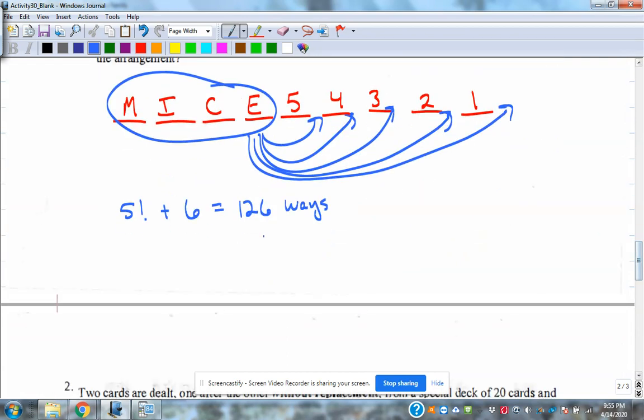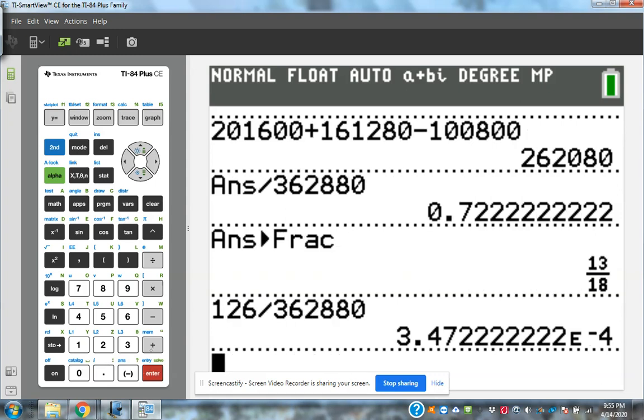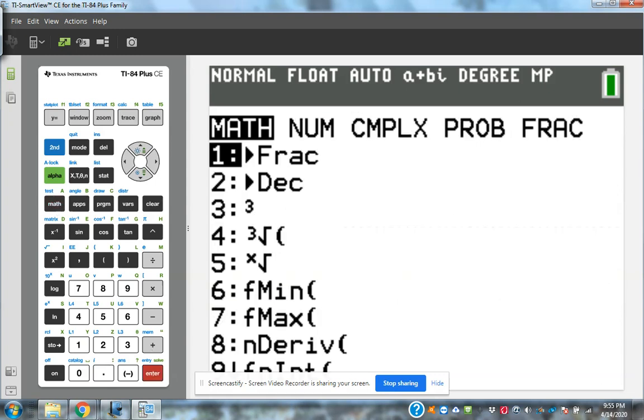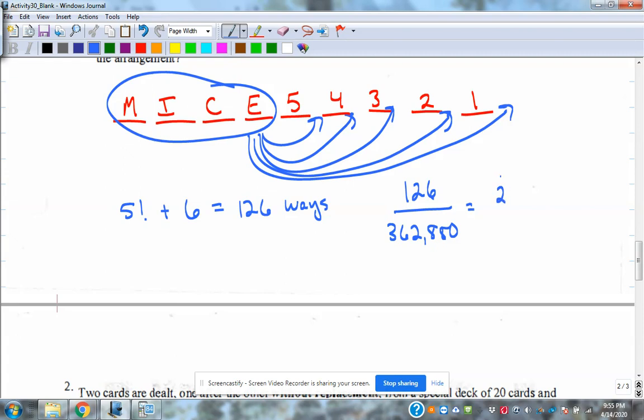Probability would be 126 over 362,880. That was our original number of ways that it could happen. I'm going to use the calculator to help me reduce that. 362,880. Math, enter. 1 out of 2,880, which is a decimal.